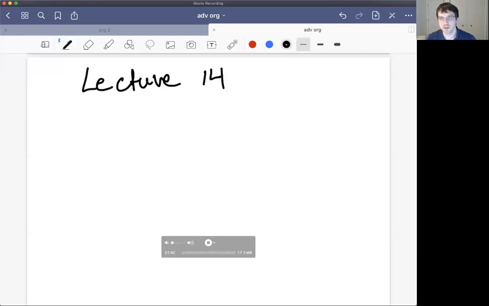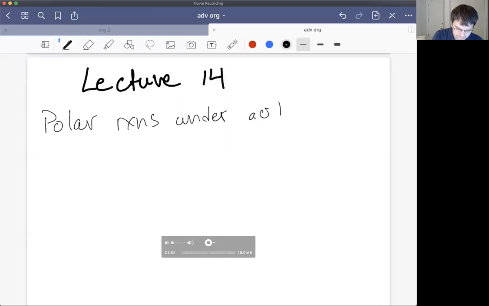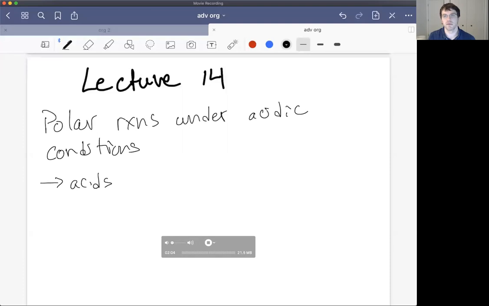All right, so in this lecture, we're going to move into chapter 3 of Grossman, which is polar reactions under acidic conditions. So let's start by thinking about what the acids would be in this case. The acids could certainly be the various types of acids that we typically see, that is Lewis acids or Bronsted acids, but you're probably more interested in what sort of specific reagents we could use for these transformations.